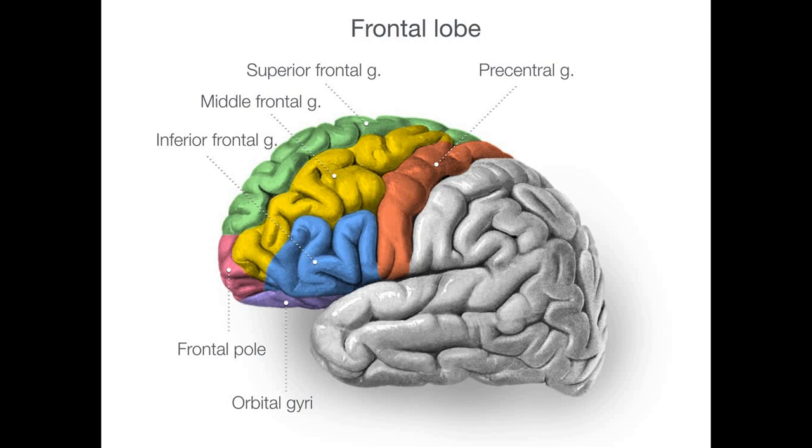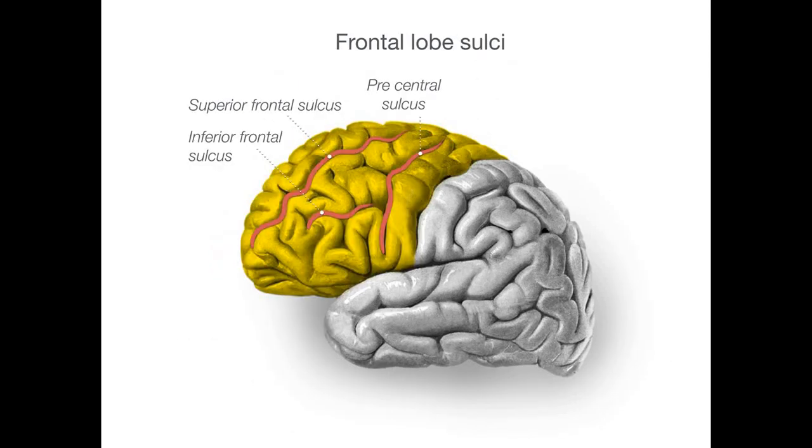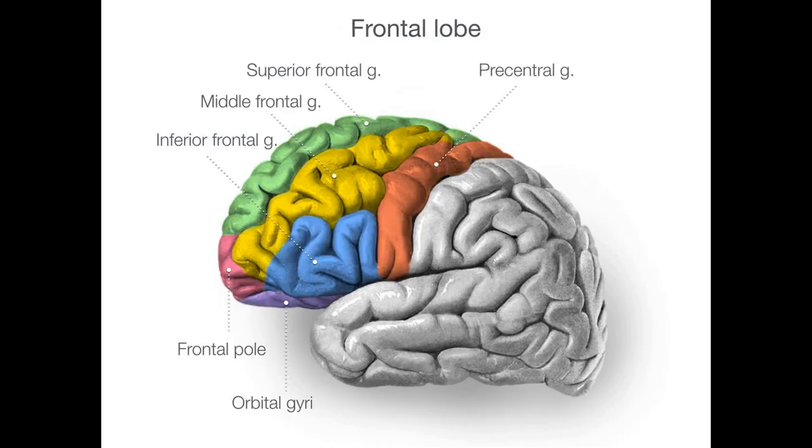So if we just remember the locations of these sulci, we can remember the corresponding gyri, right? So we have superior and inferior sulci, which make superior, middle, and inferior gyri. And we have the central sulcus, and what is anterior to the central sulcus is the precentral sulcus and gyrus. The one that lies on the orbital plate is the orbital gyrus. The most anterior part is the pole. We always call the most top part or the most lower part the pole, right?